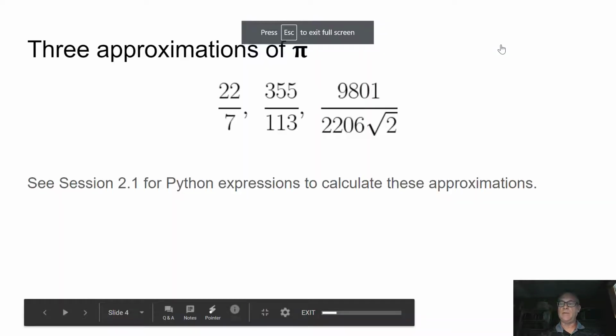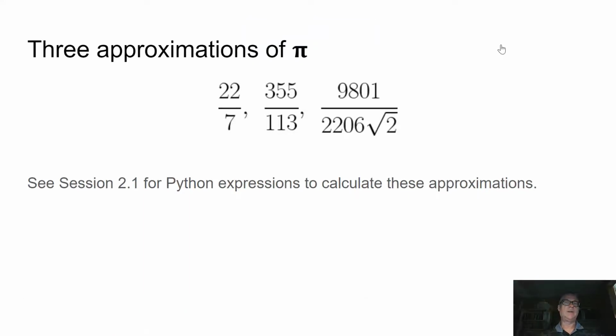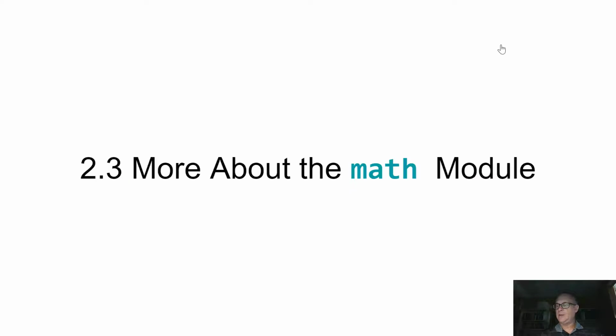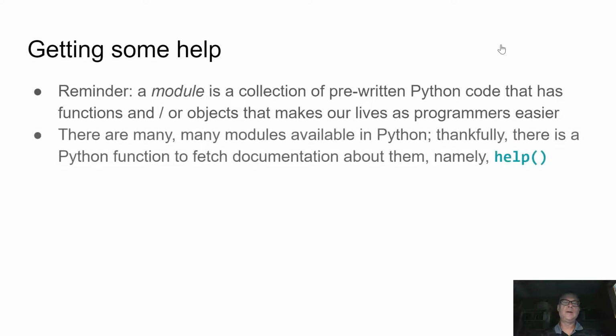Before we get into some more sophisticated approximations, let's talk a little bit about the math module, and in particular about getting some help. A module, as we just said, is a collection of pre-written Python code that has functions or objects in it that makes our lives easier. In the book's terminology, those abstractions are already defined for us.